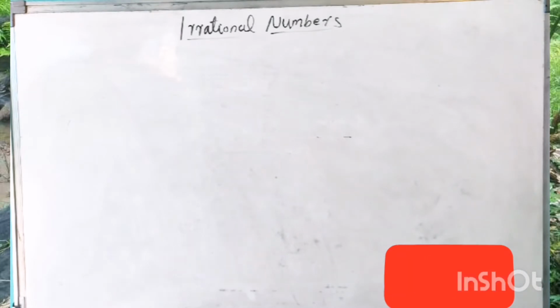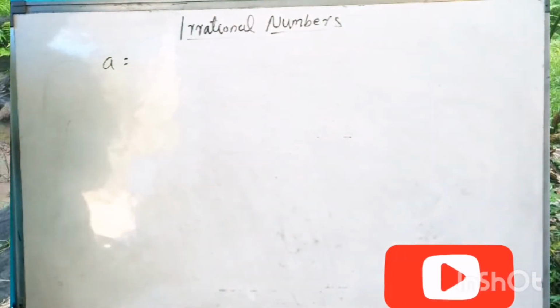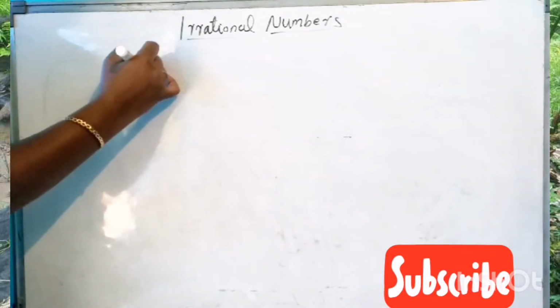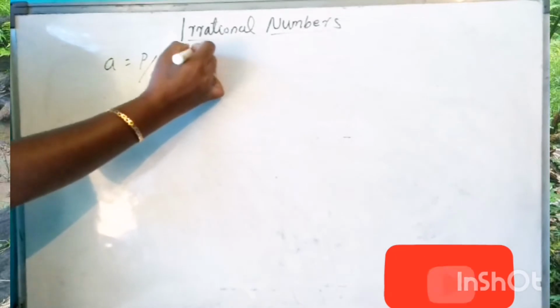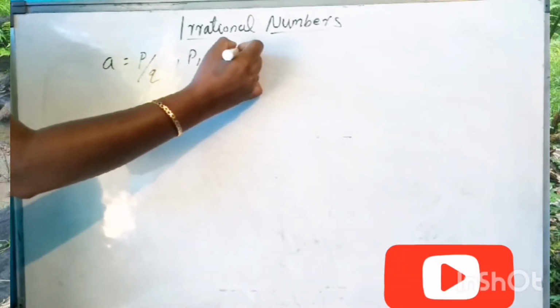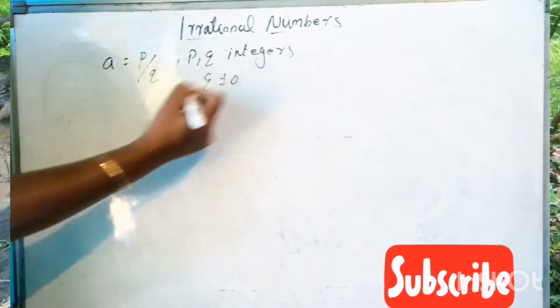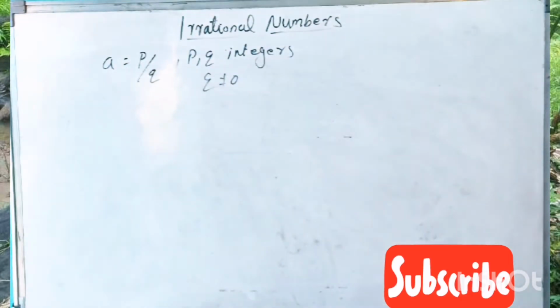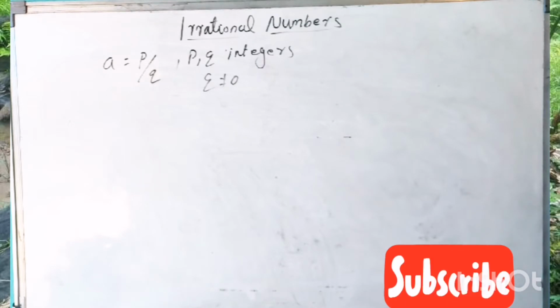What are rational numbers? A number A is rational if we can express it as P by Q, where P and Q are integers and Q is not equal to 0. If you can express a number in the form P by Q, wherein P and Q are integers and Q is not equal to 0, then we can say that number is a rational number.